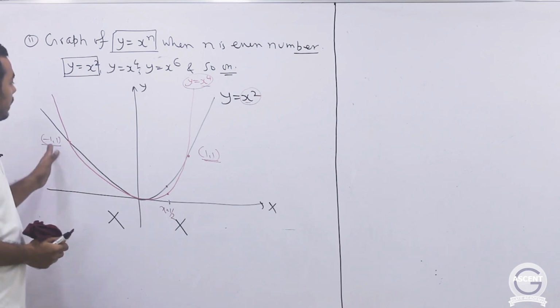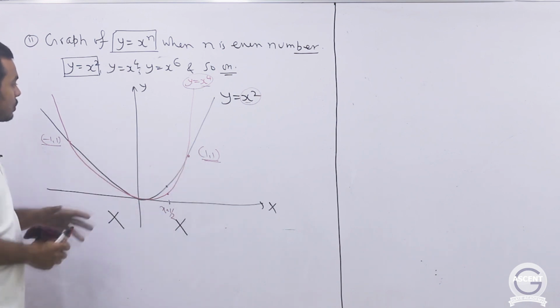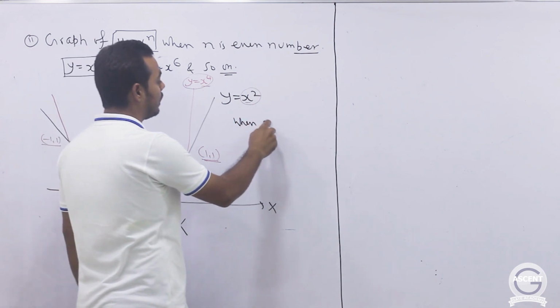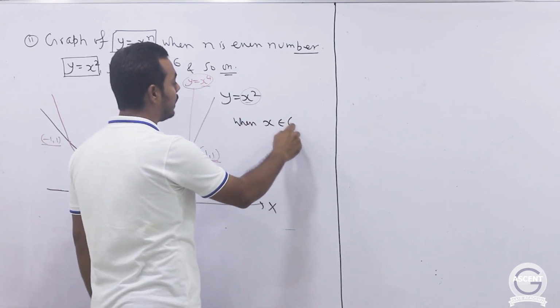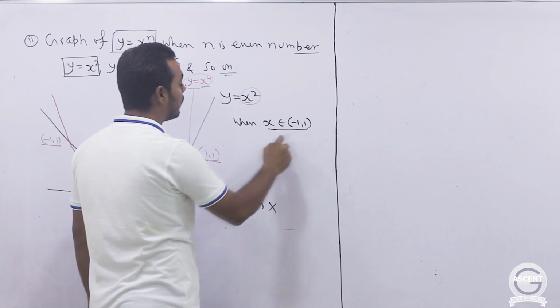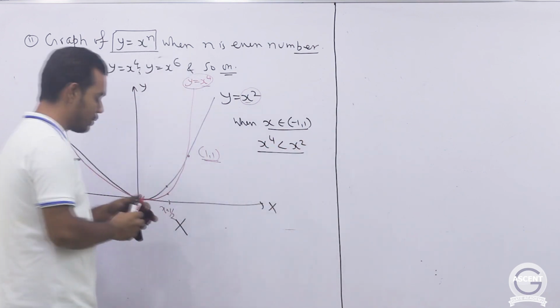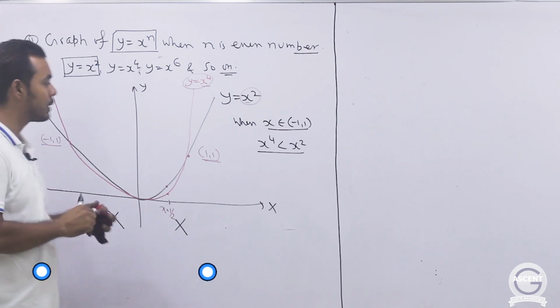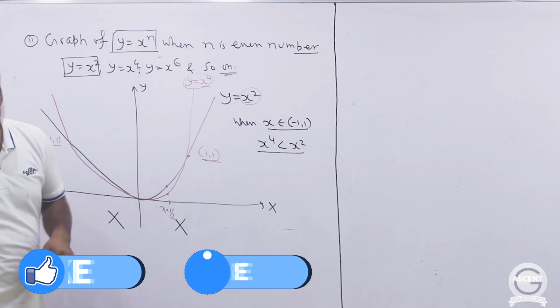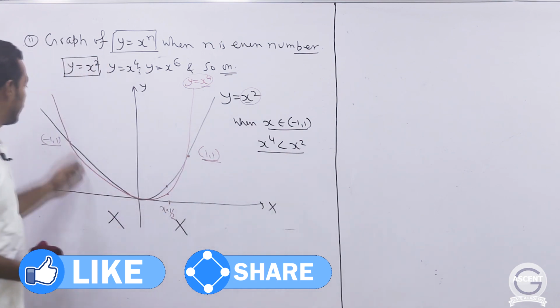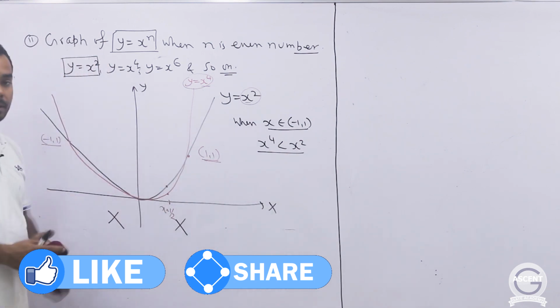Okay, so between minus 1 to plus 1, x to the power 4, you can write this thing: when x is from minus 1 to plus 1, then x to the power 4 is less than x square. Okay, x to the power 4 is not always more than x square. If the number is between minus 1 to plus 1, then x to the power 4 will be less than x square, and therefore this will be the graph of x to the power 4.